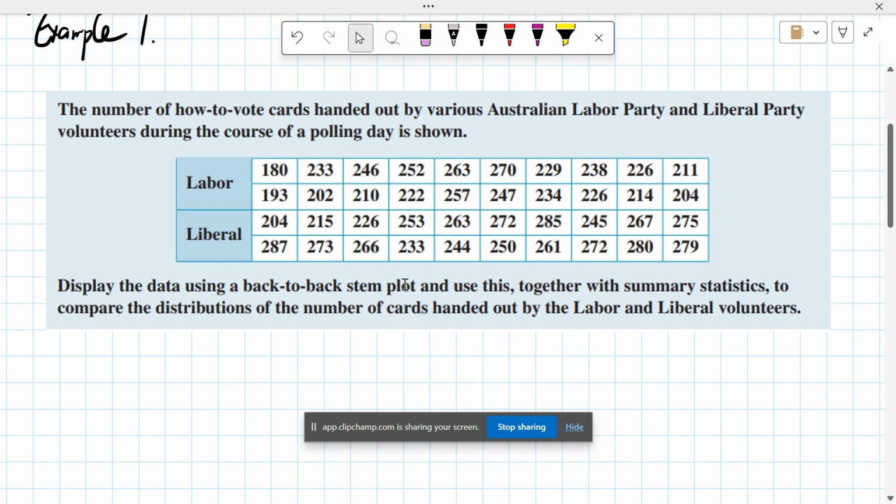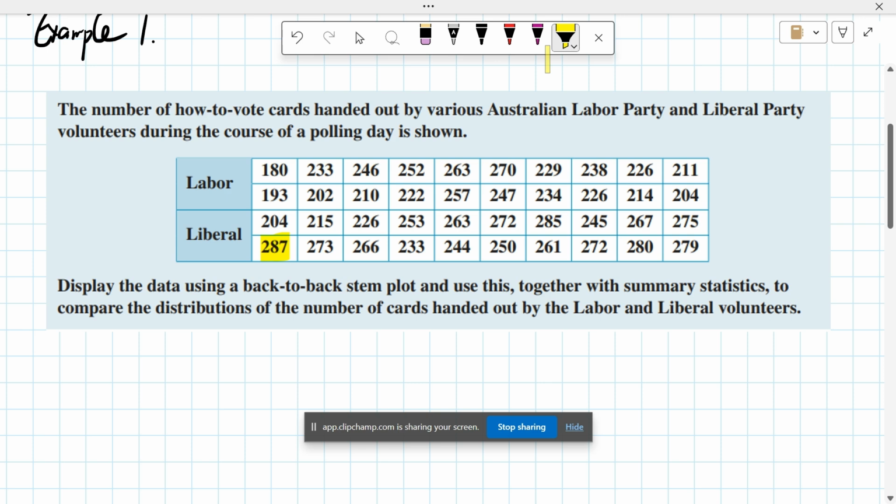So for the first one, for example, we have the numbers of voter cards for the Australian Labor Party. We volunteered during the course, and the polling days are showing, which means these are all the cards we've been shown. So for example, we're going to try to create a stem plot. We can say the highest mark will be 280-something, 285, 287. Yeah, so the highest one will be 287.